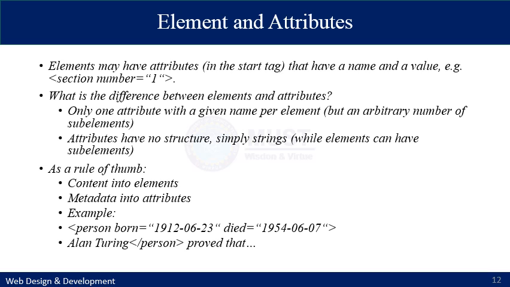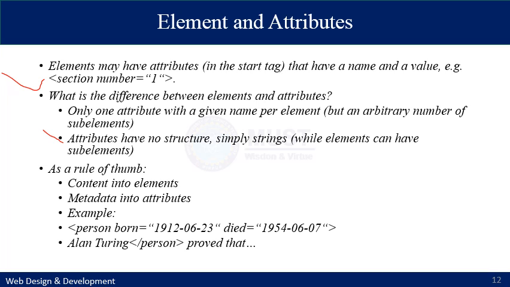Elements may have attributes in the start tag that have a name and a value. For example, in this case, we have a section number attribute that is equal to 1. So what is the difference between elements and attributes? Only one attribute with a given name per element, but an arbitrary number of sub-elements. Attributes have no structure, they are simply strings. So which can have sub-elements?